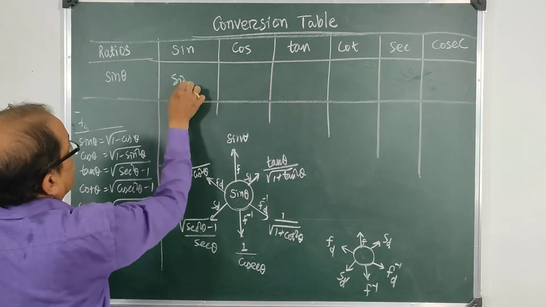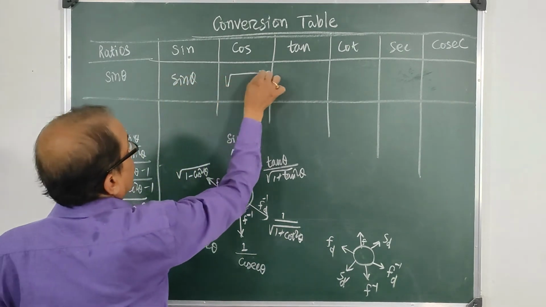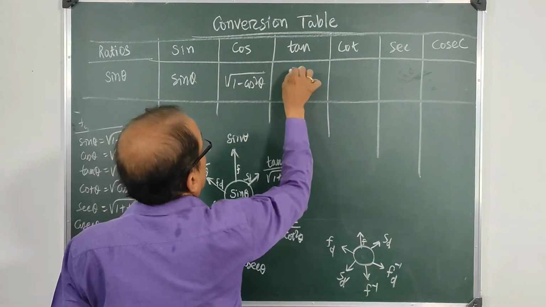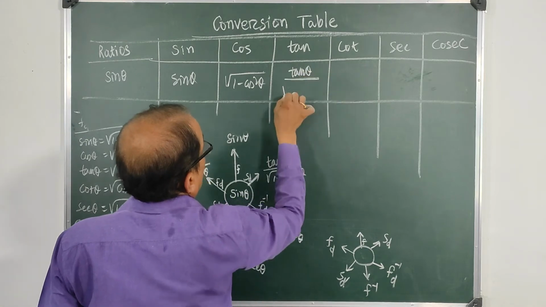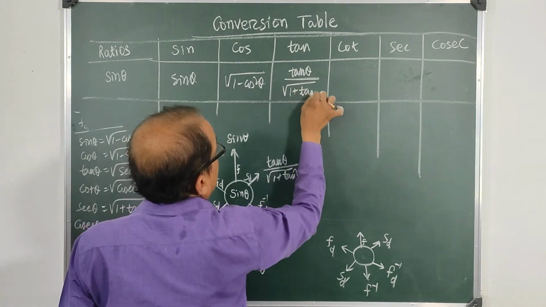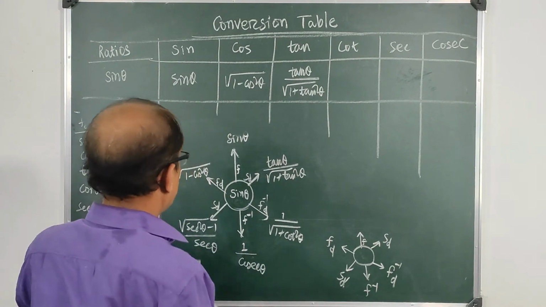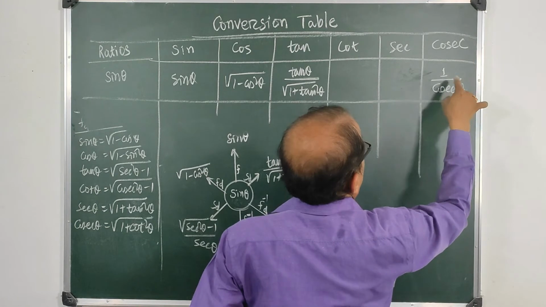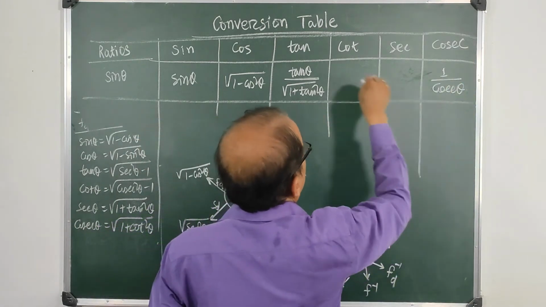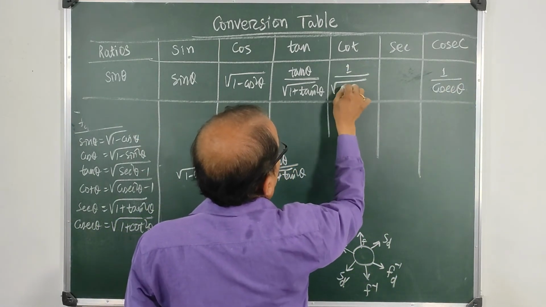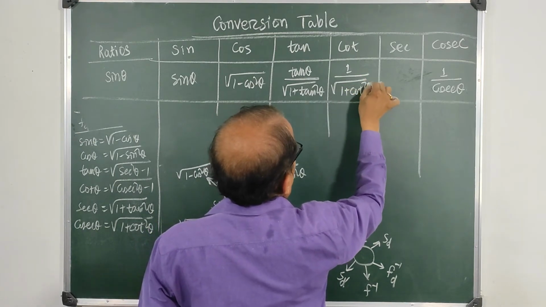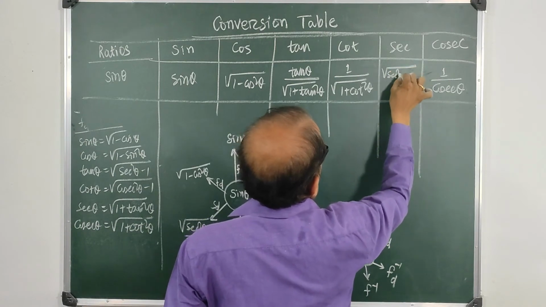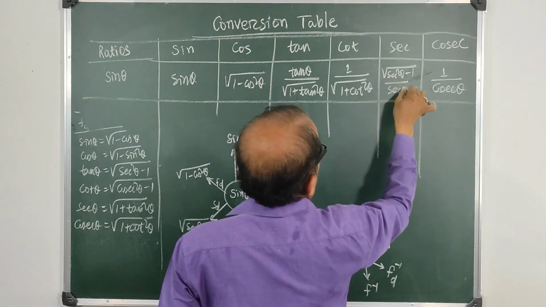Here it is sin theta. In terms of cos, this is root over 1 minus cos square theta. In terms of tan, this is tan theta upon root over 1 plus tan square theta. And in terms of cosec, that is 1 upon cosec theta, and its formula inverse derivative will be 1 upon root over 1 plus cot square theta, and this is SD, so SD dash will be root over sec square theta minus 1 by sec theta.